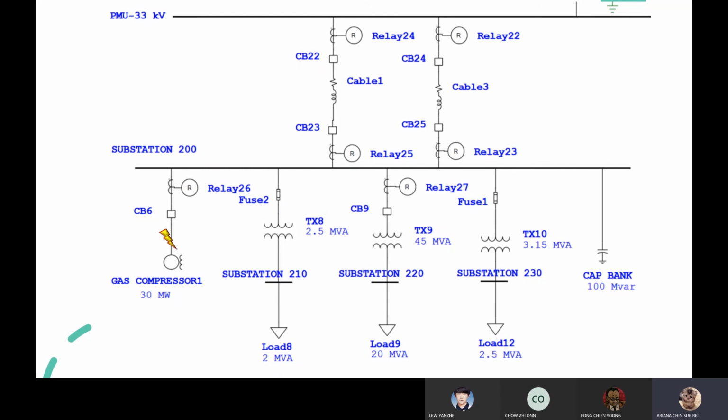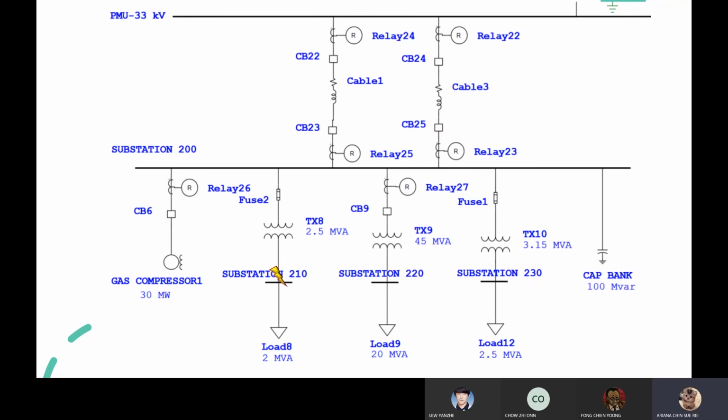To demonstrate how the protection devices can protect the system from certain faults, I'll give some examples. Let's say there's a fault occurring on the line between substation 200 and the gas compressor. Circuit breaker 6 will open and circuit breakers 23 and 25 will act as secondary protection. So that means if circuit breaker 6 does not operate, circuit breakers 23 and 25 will open.